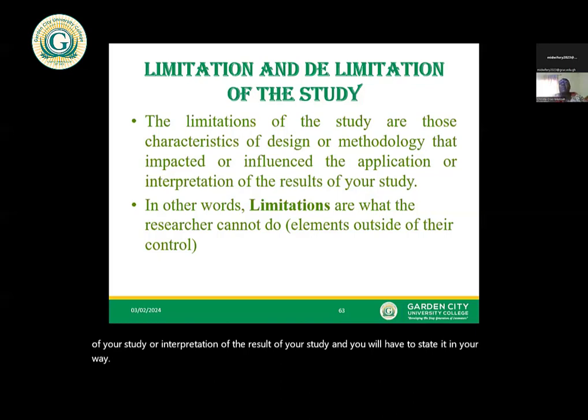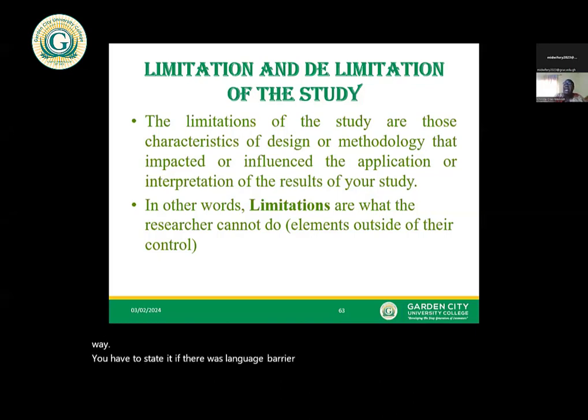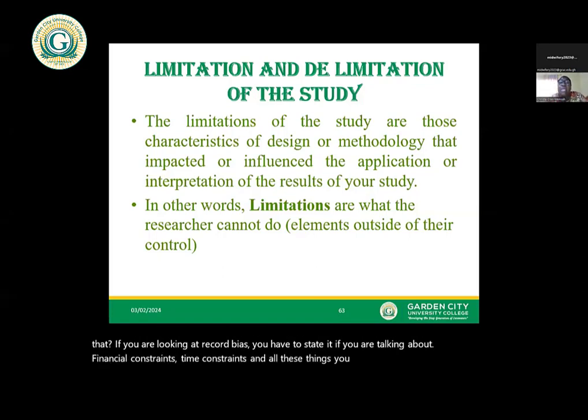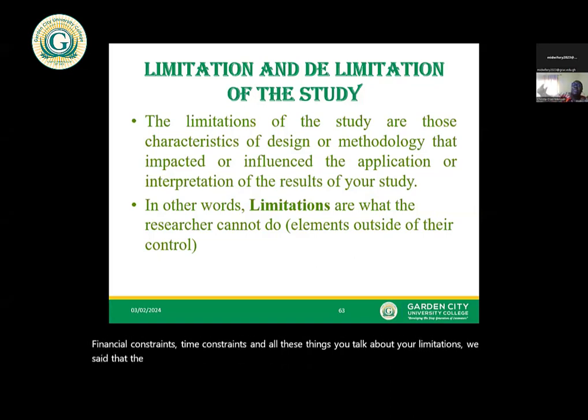If there was a language barrier, you have to state it. And how did you correct that? If you are looking at record bias, you have to state it. If you are talking about financial constraints, time constraints, and all these things, you talk about your limitations. We say that the limitations are what the researcher cannot do.